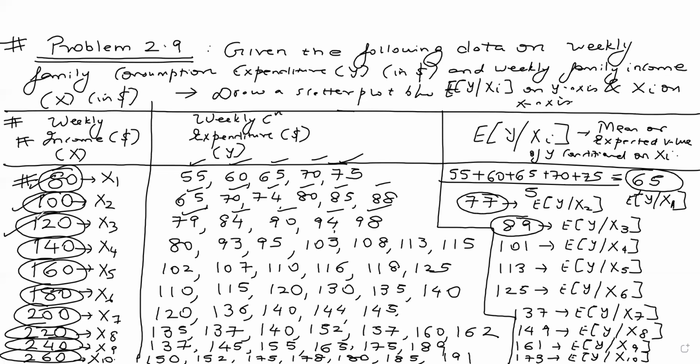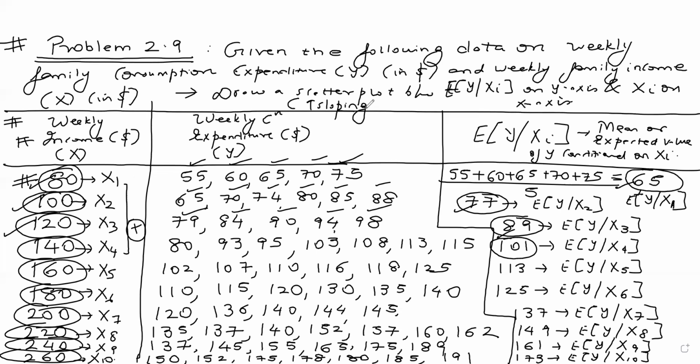So first of all, look at the relation. What do you expect? You can see that when the weekly income is increasing, your mean or expected value of expenditure is also going up: 65, 77, 89, 101, and so on. So you would expect the scatter plot to be upward sloping. The scatter plot will be upward sloping.